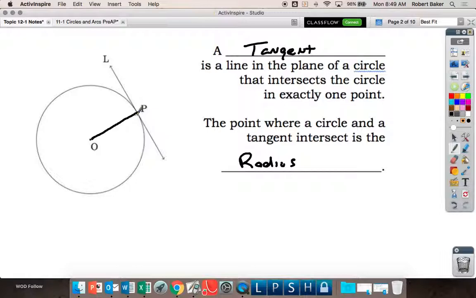So the point from the center of the circle to where the tangent line meets the circle is always the radius. Now, the radius and the tangent line are always perpendicular. Always. Every time, all the time. That is one of the primary properties of a tangent line.